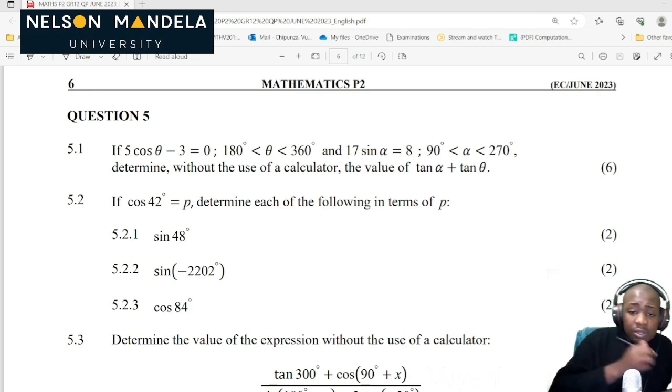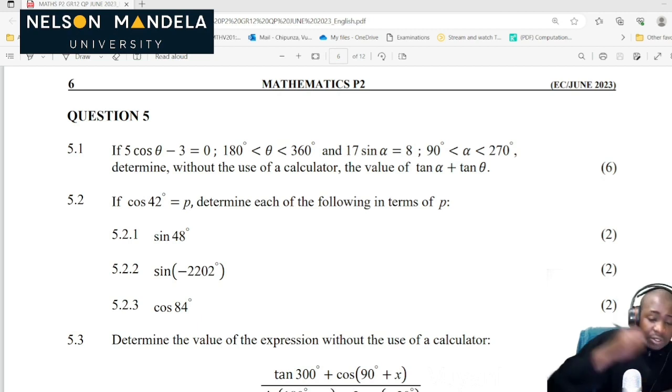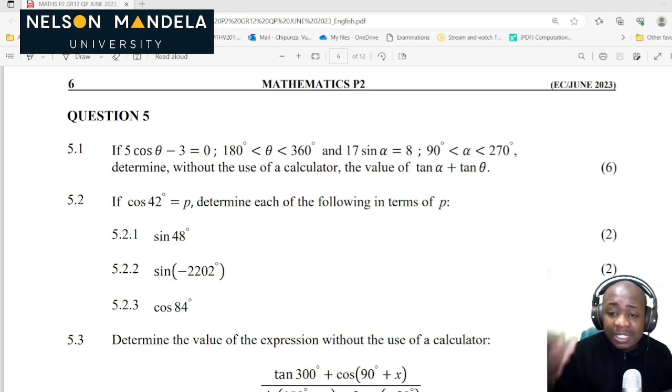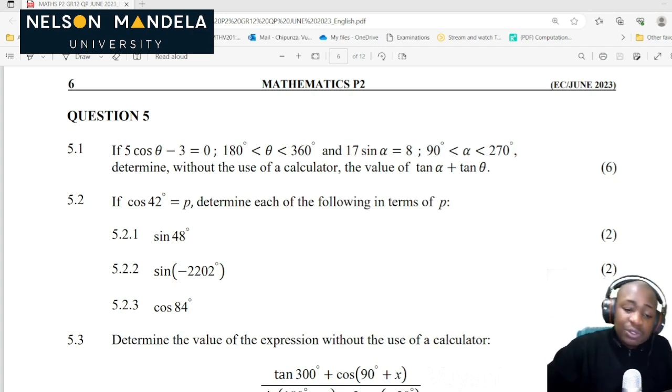Now let's solve this. They want tan alpha plus tan theta. Now let's do this fast and quick. This is 6 marks, so we are supposed to spend 6 minutes. But since we are now good at what we do and understand the concept, you don't have to spend the whole 6 minutes. If we spend maybe 3 minutes, that would be great. Now let's solve this together.